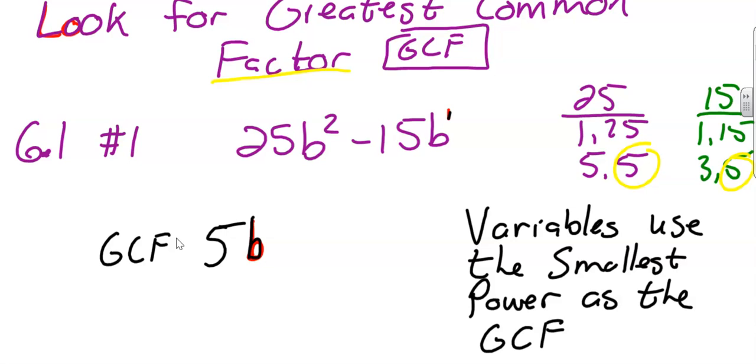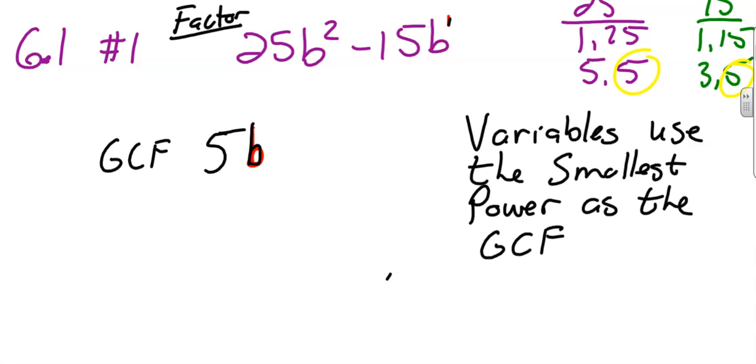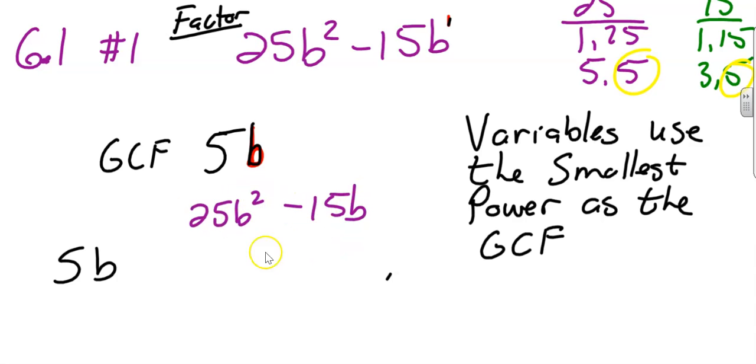Okay, now more than likely they may ask you what's the greatest common factor, but at the same time, most directions are just going to say factor, or factor out the monomial, whatever you have to do. Once you figure out what the greatest common factor is, to actually factor this thing all the way out, you're going to basically do a reverse distributive property. Okay, we've got 25b squared and we've got 15b. If we were to take those two terms and divide them both by the 5b, what would be left over?